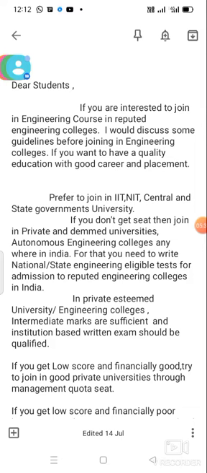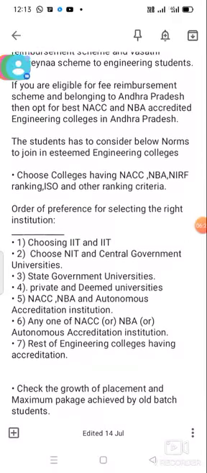Depending upon the ranks they obtained, they will prefer either an IIT, NIT or central university. Even if they don't get a seat in central universities, they should opt to join state government universities, and this is the order of preference. If anybody has not got a seat in the IIT, NIT, central or state government universities, the next preference is private and deemed universities. So here I have given some order of preference.